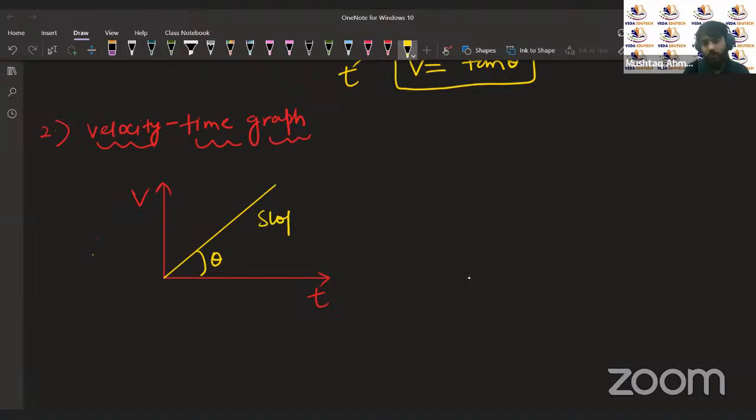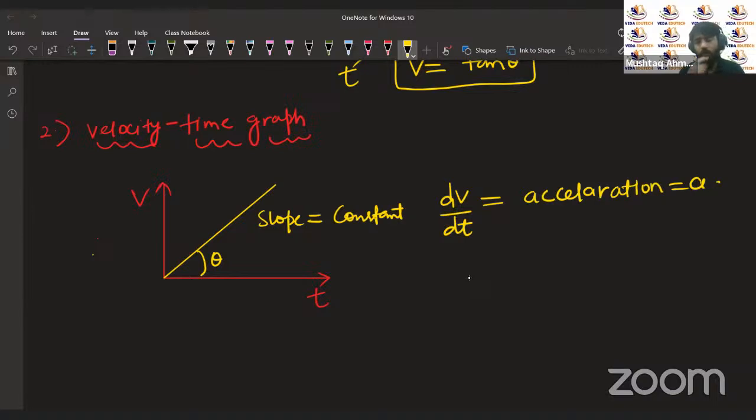We know the slope of the curve at some point is dv over dt, and dv over dt represents the acceleration. So the slope of the velocity time graph gives the acceleration. If the slope is positive, the acceleration is positive. If the slope is negative, the acceleration is negative.